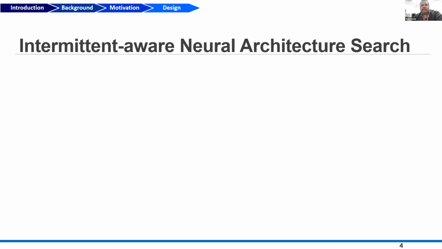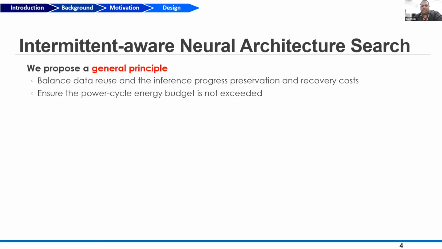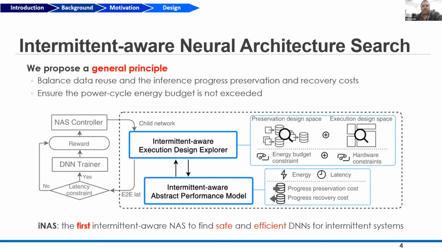And so we present a general principle. To generate and deploy neural networks on intermittent systems, an intermittent-aware neural architecture search should find the right balance between data reuse and the costs related to progress preservation and recovery, while ensuring the power cycle energy budget is not exceeded. And following this general principle, we develop INAS, the first intermittent-aware NAS framework to find DNNs that can be safely and efficiently executed under intermittent power.